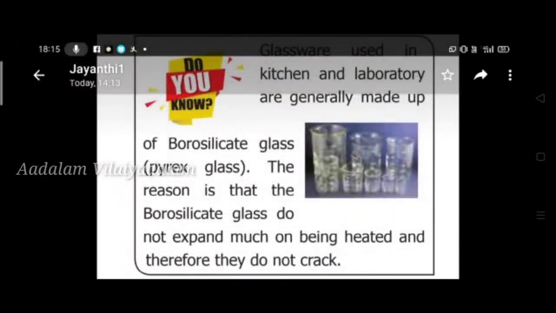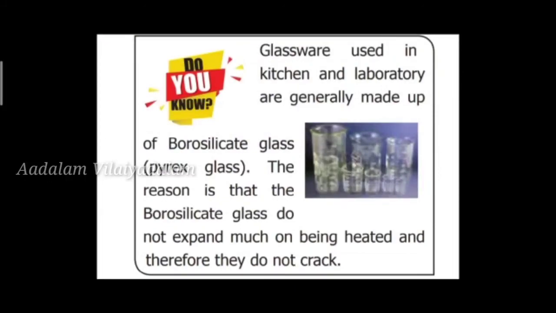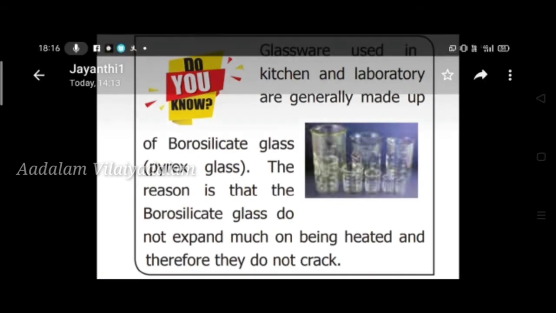Glassware used in the kitchen and laboratory is generally made up of borosilicate glass. Borosilicate means Pyrex glass, which is used in kitchens and laboratories. What is the reason? Normal glass cracks, so that is the reason. The borosilicate glass does not expand much on being heated, and therefore it does not crack. That is why it is used in kitchens and laboratories.